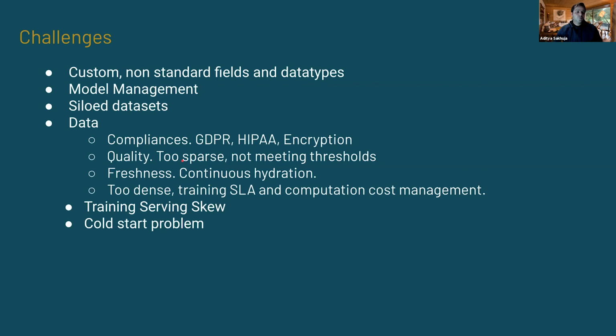So that's another problem. Freshness is something we have to ensure, that the data is hydrated continuously and we don't let training-serving skew happen, because the serving side can very easily have a very different data shape compared to what the model was trained on. That can easily become a problem if one is not careful about retraining the models with the latest data.